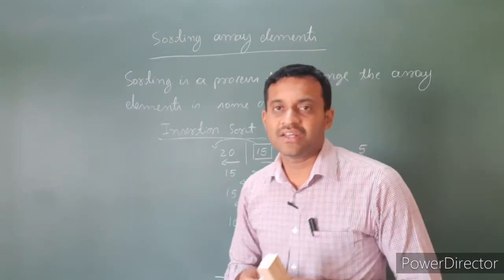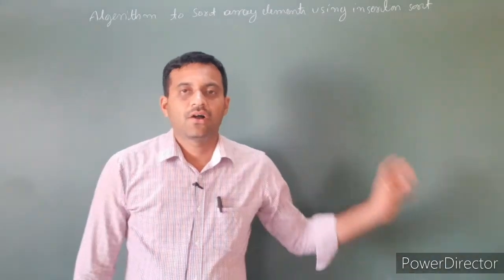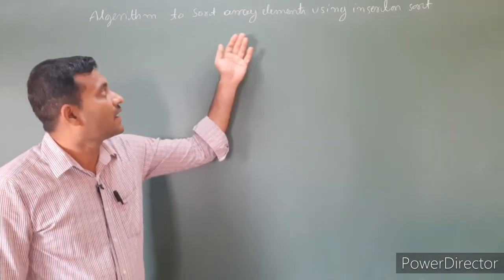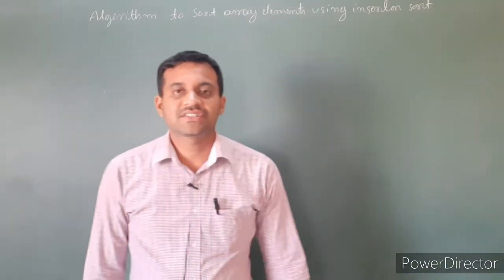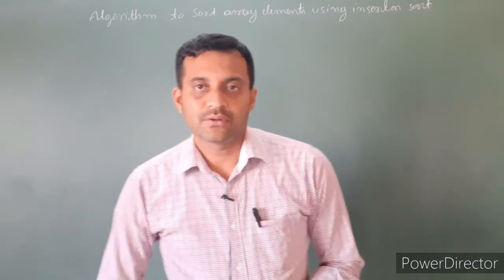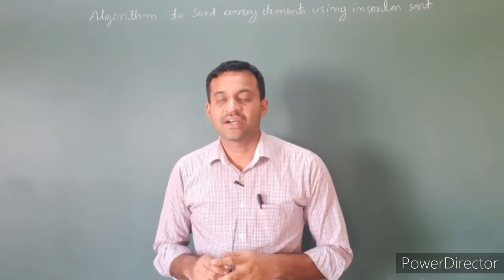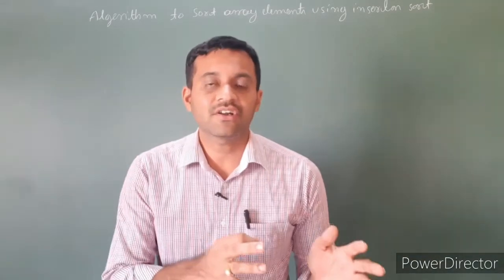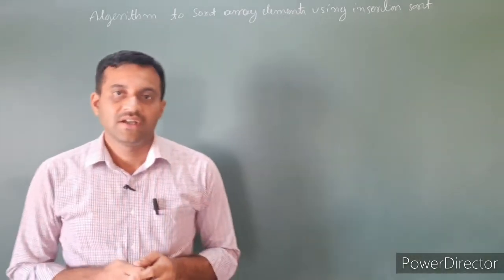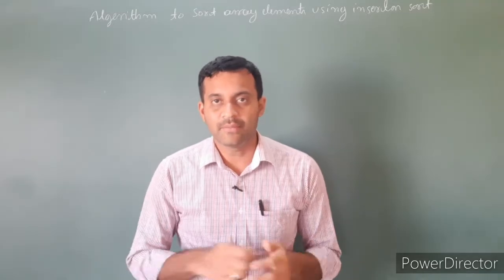Let's write an algorithm for insertion sort. Let's see the algorithm to sort array elements using insertion sort technique. Here we use two for loops. One is for accessing the unsorted elements, another is for accessing sorted array elements. Here we use a for loop because already we know the number of elements.